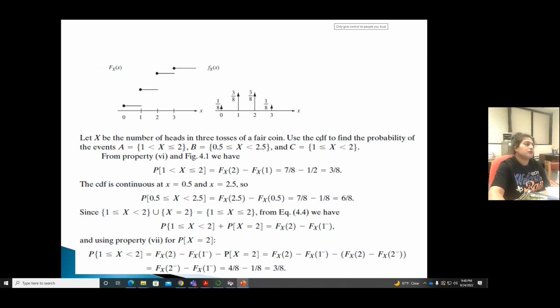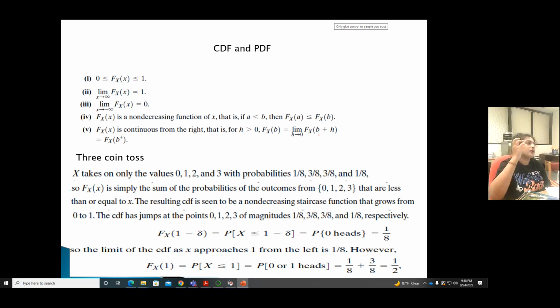What about this problem though? Let's find out that in a three coin toss experiment, X takes on only the values 0, 1, 2, and 3. So there are three coin tosses going on. And the probabilities are 1 by 8, 3 by 8, 3 by 8, 1 by 8, because again we are taking the count of heads, the count of tails, and so on.